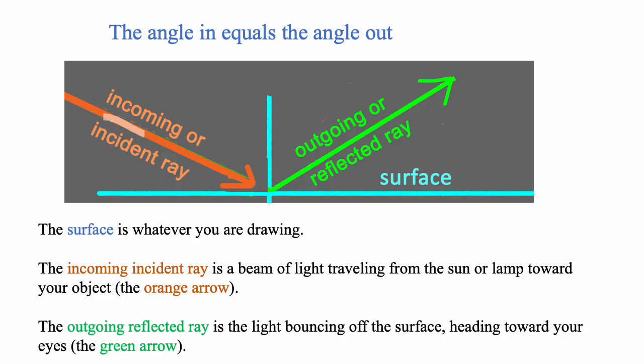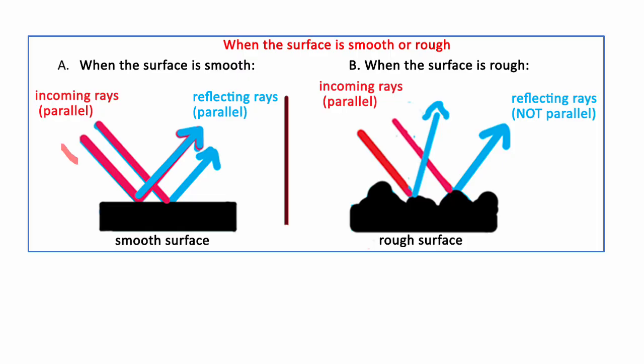The incoming or incident ray is a beam of light traveling from the sun or a lamp toward your object, toward the surface. And the outgoing reflected ray is the light bouncing off the surface heading to your eye. And the angle between the incident ray and the surface always equals the angle between the outgoing ray and the surface. When incoming rays arrive parallel and they hit a flat surface like a mirror or a calm lake, the reflected rays are also parallel, so we see a mirror image.